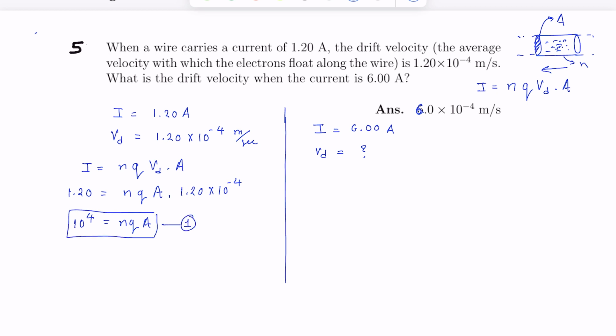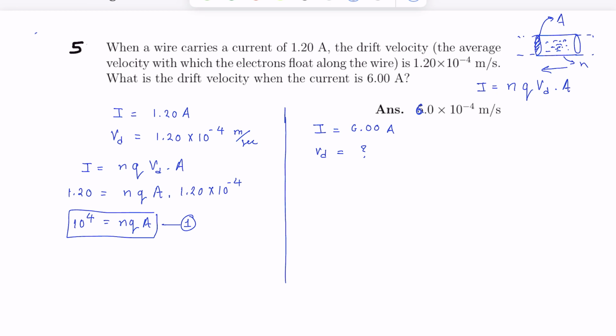Now, an important thing to remember here is, it doesn't say in the problem that the number density is different in a later case. That means the number density is the same, and it's a safe guess. It is also not given in the problem that the cross-sectional area is changing, so the area is not changing. So that means small n, small q, and capital A are not changing. That means this quantity nqA is equal to 10 to the 4.